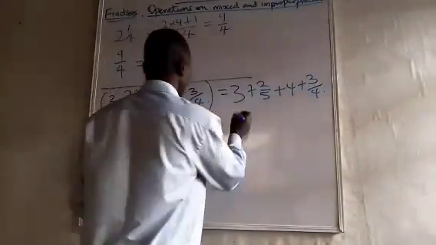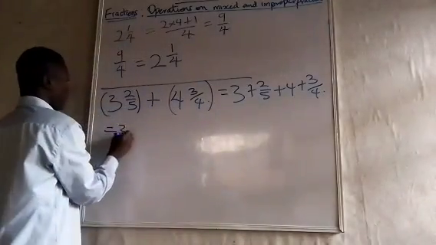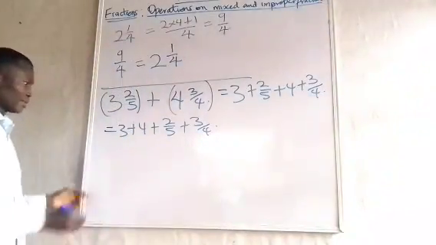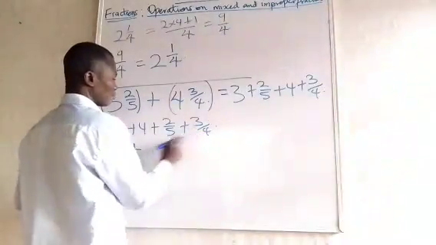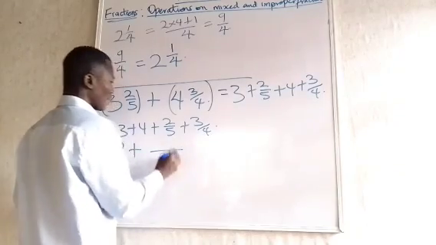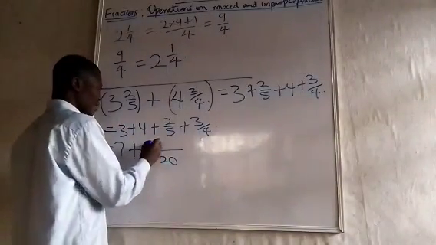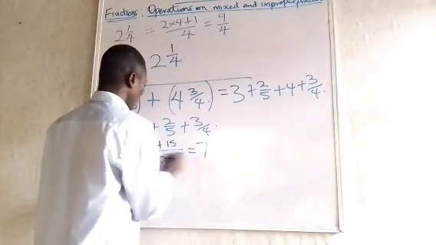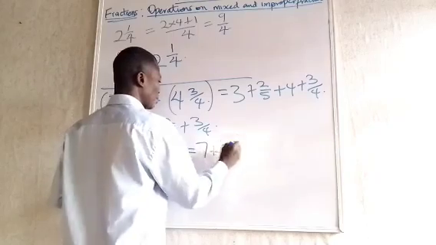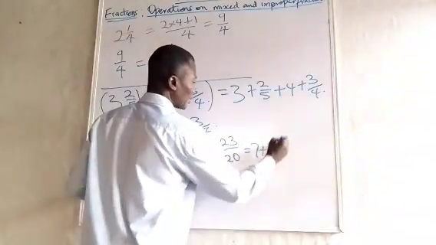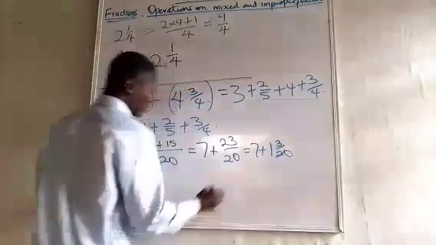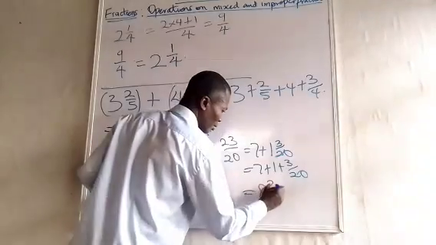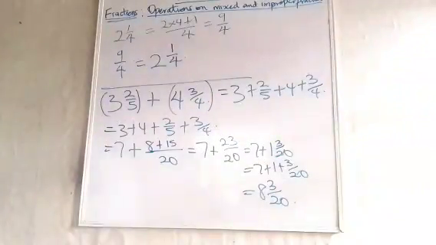So from this, you can easily see it is equal to 3 plus 4 plus 2 over 5 plus 3 over 4. So this makes the job easier. So it's equal to 7 plus, let's do this one straight. The LCM is 20. 5 in 20, 4 times 2, 8. 4 in 20, 5 times 3, 15. So it's going to be equal to 7 plus 23 over 20, which is 7 plus 1, 3 over 20. So you can easily say this one is 7 plus 1 plus 3 over 20, which is 8, 3 over 20. So you see, the job is very easy, right?